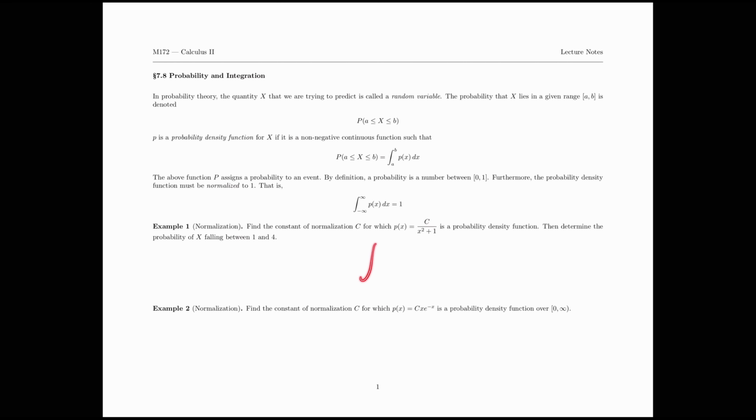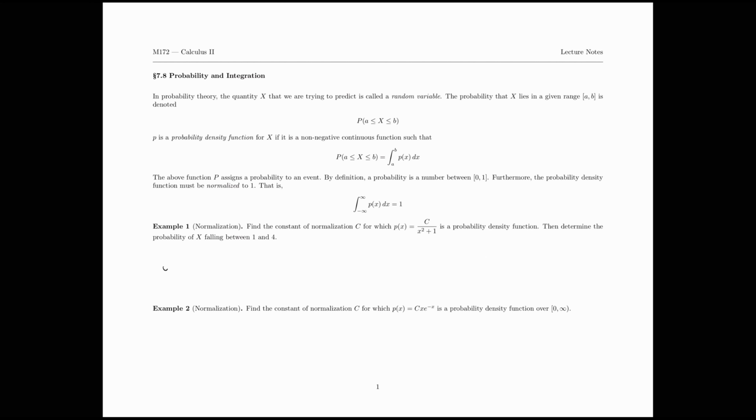So we can do the integral from negative infinity to infinity of this, now that we have this normalization constant c inserted, and we'll get the answer to be some function of c. Then we can set that equal to 1 and solve for what c needs to be so that this integral equals 1. Okay, so let's go ahead and take a look at that.